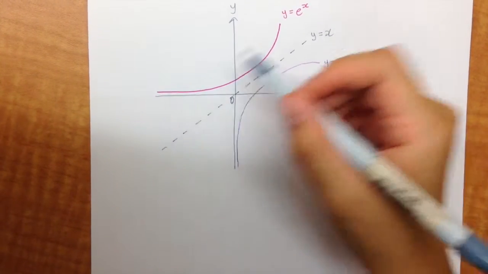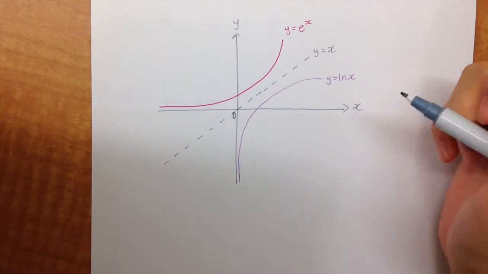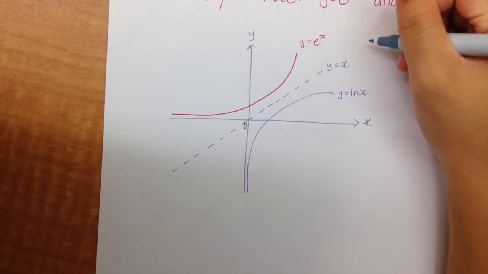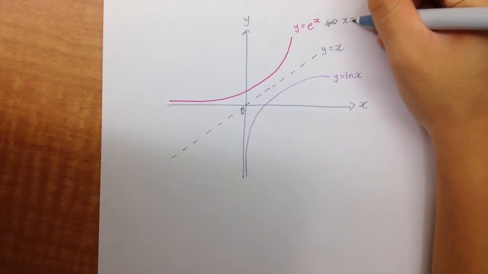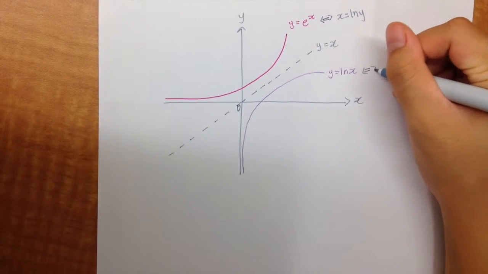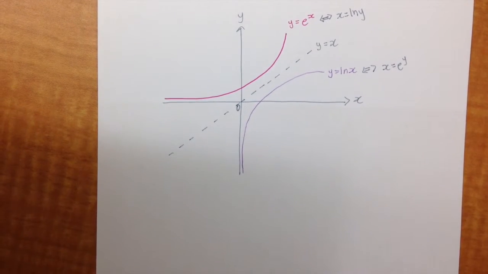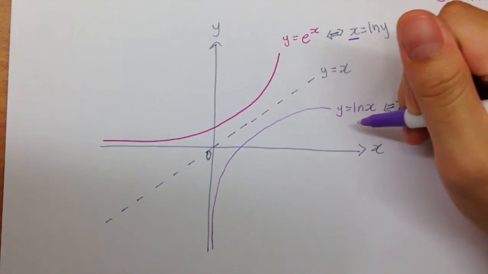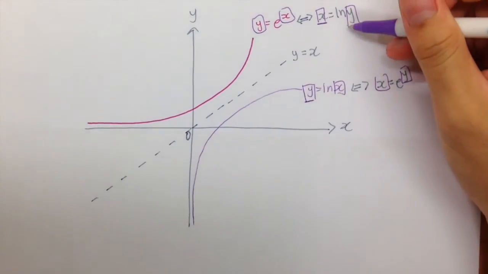The graph of the function y equals e to the power of x is the reflection of the graph of the function y equals ln x in the line y equals x. You can re-express this here as x equals ln y, and you can re-express y equals ln x as x equals e to the power y. As you can see from this, the graphs are still the same, but it's just that the coordinates here are interchanged. Therefore, this will be just a reflection.